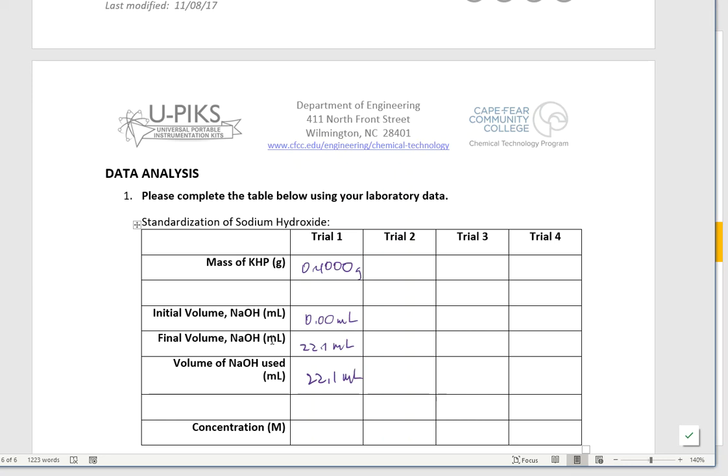Again, this is all about making sodium hydroxide, not really knowing the exact concentration because you made it, and standardization is going to allow you to report the true concentration of what you should have made in the lab.